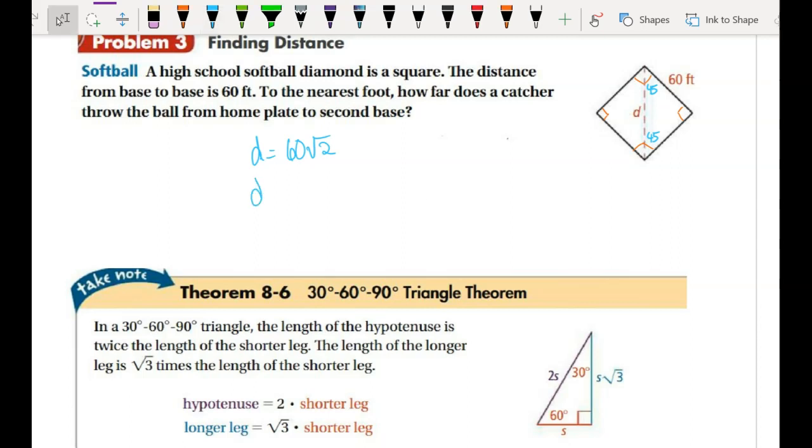So when I plug that in my calculator, I get this really long decimal. Let's see, 84.8528137. Let's see. So they want to know to the nearest foot, how far does the catcher throw the ball? So the catcher throws the ball approximately 85 feet.